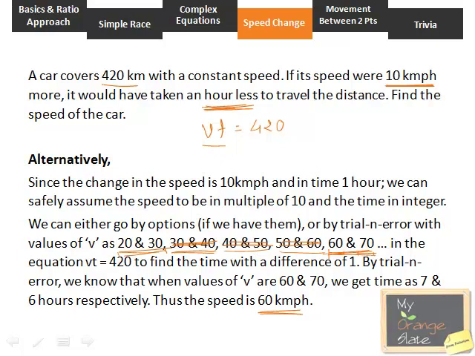Is that clear, friends? We know that speed into time is equal to distance. Given that speed changes by 10 km per hour and time changes by 1 hour, we can safely assume that speed must be a multiple of 10 and t must be an integer. Taking various values of speed, it cannot be 40 or 50 because that gives us time in fraction, and hence the only possible options for us are 20 and 30 to be speeds or 60 and 70, and we know that 60-70 gives us the answer. Right, friends? Let us see another question.